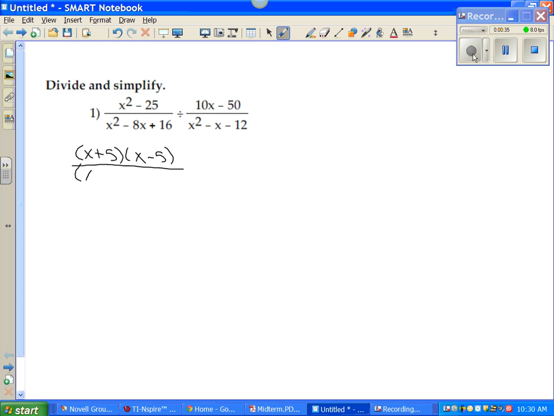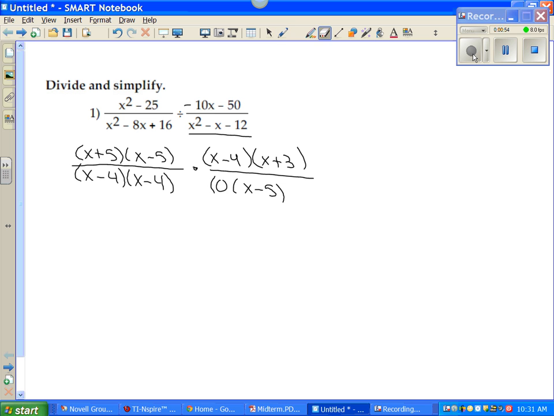Denominator? X minus 4, x minus 4. Okay, let's flip. So we're factoring this. Good. And this? Does that look like a 10? No? All right, I'll fix it. Okay. Now what, guys? What am I canceling?